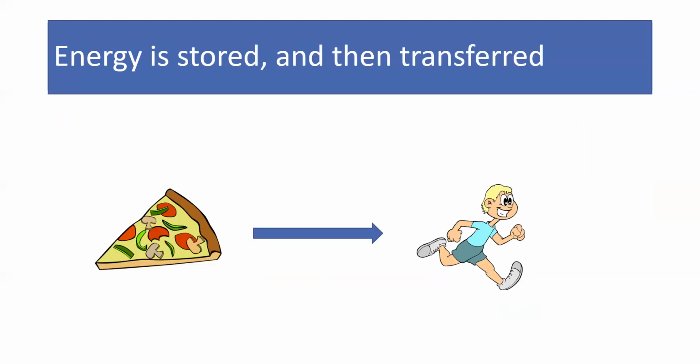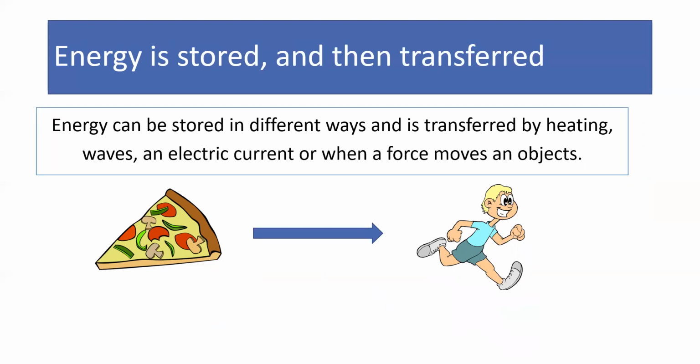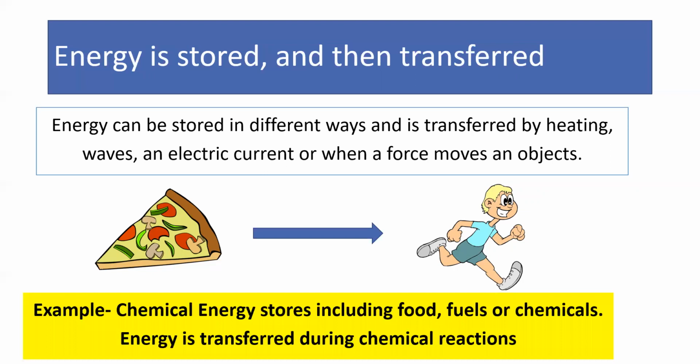Energy is stored and then transferred. The wheat used to make the pizza has a dense form of energy stored in there. And then when the person eats the pizza, the person gets the energy in order to do activities like running. So energy can be stored in different ways, and it can be transferred by heating, waves, electric current, or when a force moves an object. Example, chemical energy stored including food, fuels, and chemicals. So anytime we talk about food, fuel, and chemicals, we talk about chemical energy. Energy is transferred during chemical reactions.